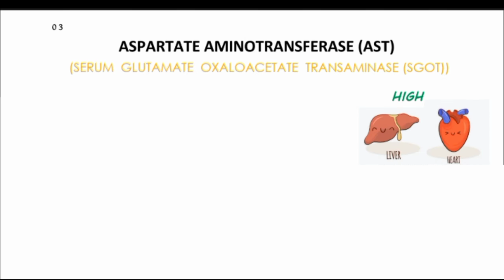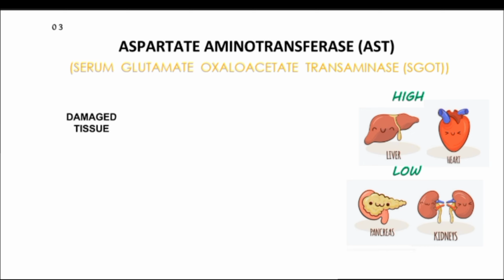The third parameter we will talk about is AST, aspartate aminotransferase, also called SGOT, serum glutamate oxaloacetate transaminase. AST is high in heart muscles, liver, and skeletal muscles, but low in kidney and pancreas. Damaged tissue releases AST into the blood. Therefore, AST level in blood is directly related to the extent of cellular damage or injury. AST level in plasma is elevated after cellular injury, peaks at 24 to 36 hours, and returns to normal in 3 to 7 days.